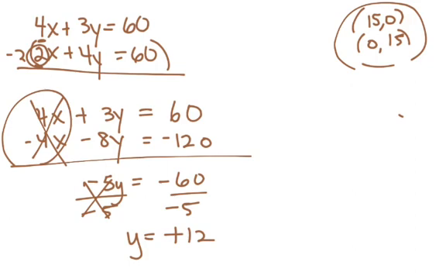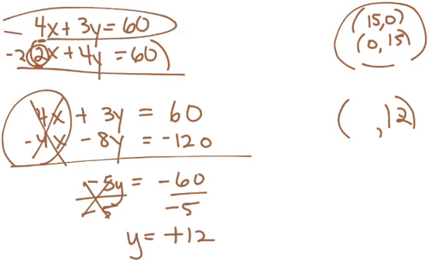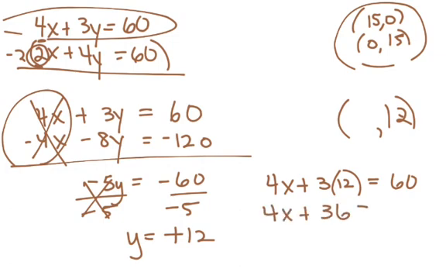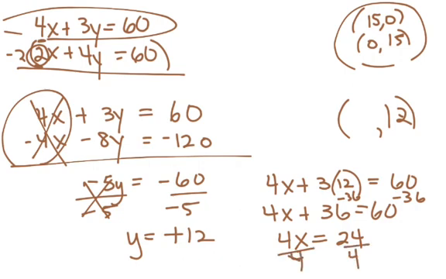Okay, so I know my y value is 12. Now, how do you find your x value? Pick either one of these and plug it in. So I'm just going to pick the first one. It doesn't matter. So y is 12, so I'll substitute that in there. So what do I have? 4x plus 36 equals 60. Subtract 36 from both sides. That gives me 4x equals, what, 24? I'm doing this like divide by 4, so x is 6. Okay, so look what I have. I have the point (6, 12).